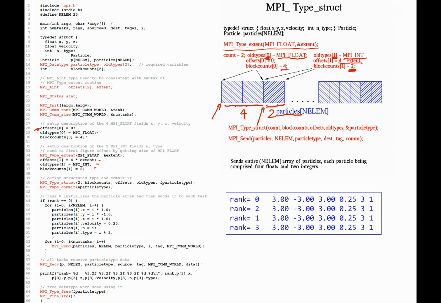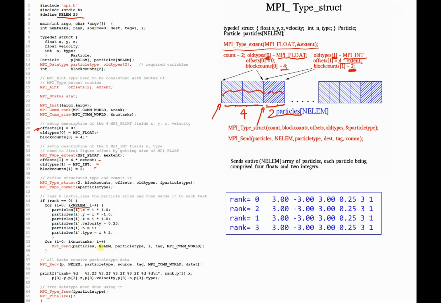Now the final thing is to use this type. The way we're going to use it is we're going to create a bunch of particles, and then for each particle, we're going to initialize these floating point values and the integer values. We're going to create n elem, which is going to be 25 over here. So we're going to create 25 particles, and for the ith particle, the x coordinate is going to be i times 1, y is going to be i times -1, and so on. We're going to initialize 25 of these.